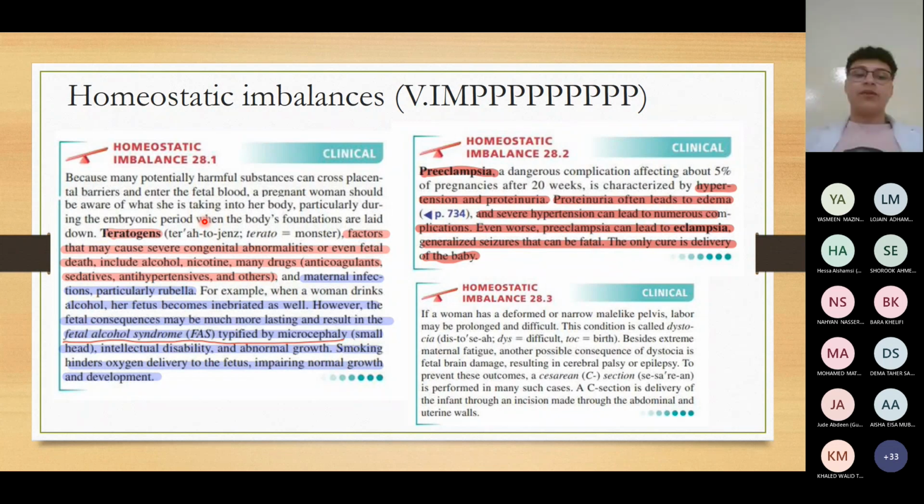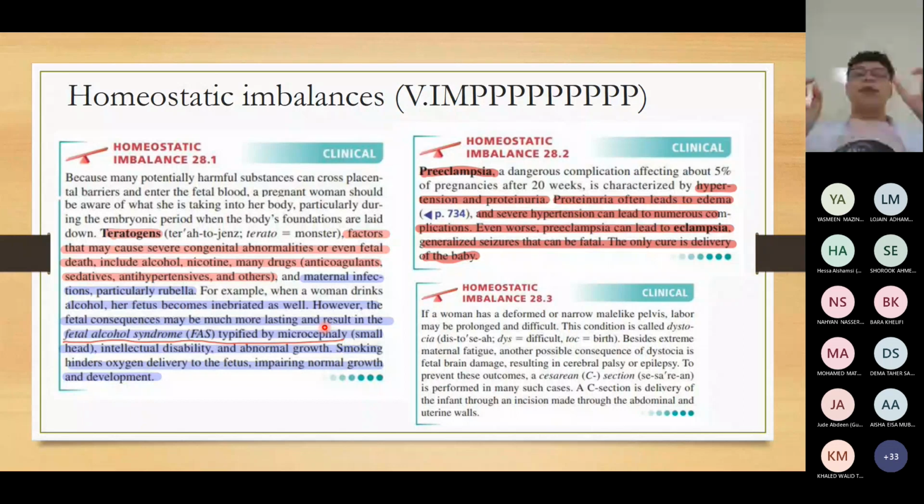If they didn't stop, here they mentioned one important thing about alcohol. If the mother didn't stop alcohol, there can be adverse effects. There's a syndrome we call fetal alcohol syndrome, which is basically an intellectual disability syndrome. So this happens if the mother doesn't stop consuming alcohol in her pregnancy period.